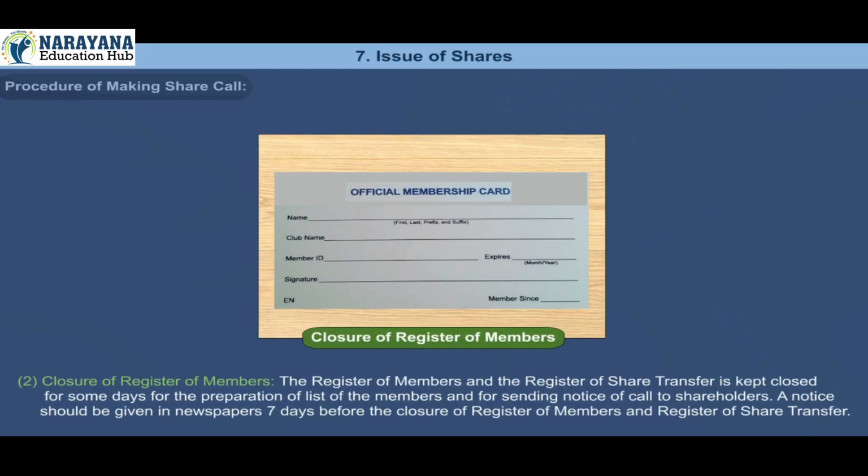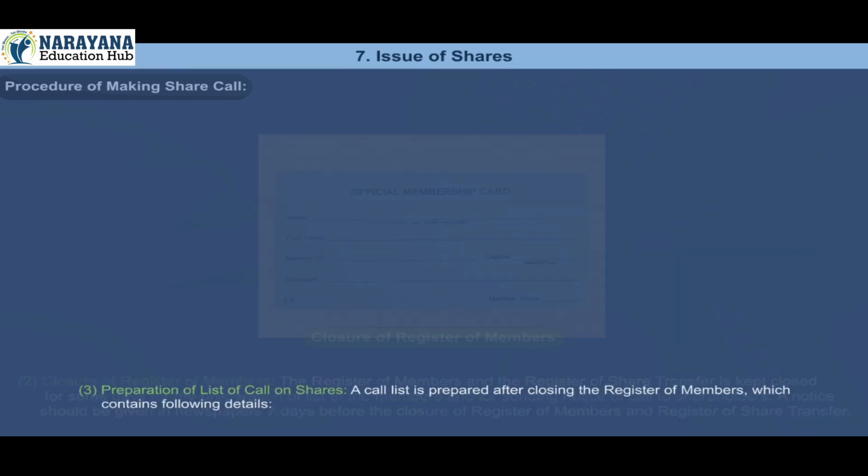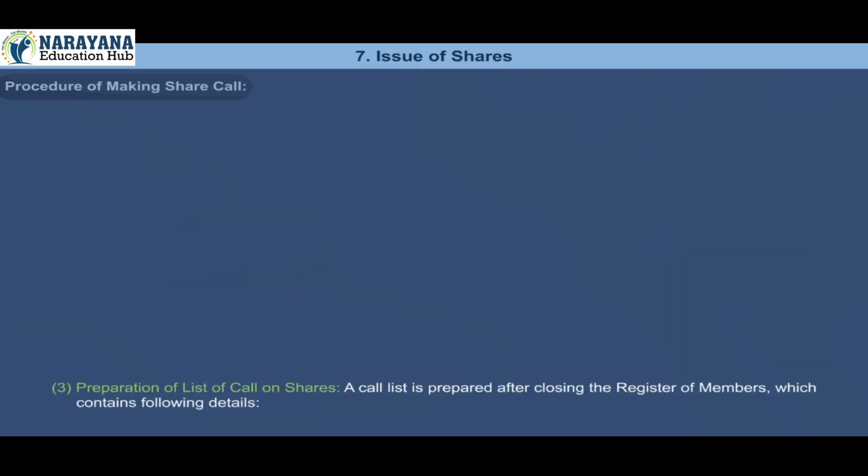2. Closure of register of members. The register of members and the register of share transfer is kept closed for some days for the preparation of list of the members and for sending notice of call to shareholders. A notice should be given in newspapers 7 days before the closure of register of members and register of share transfer.